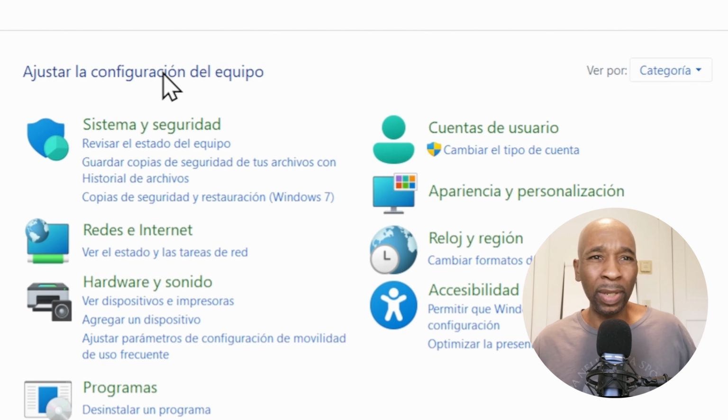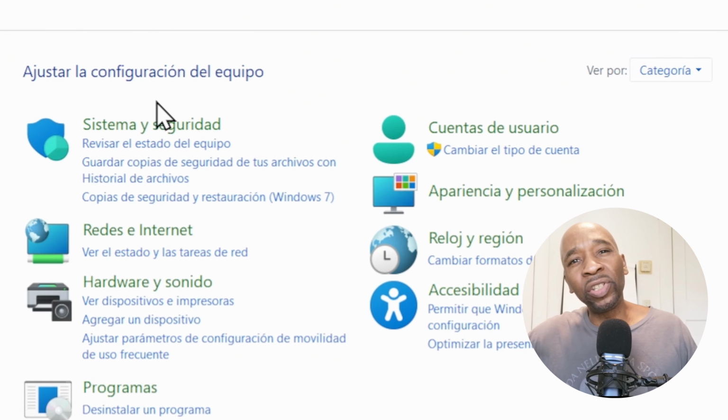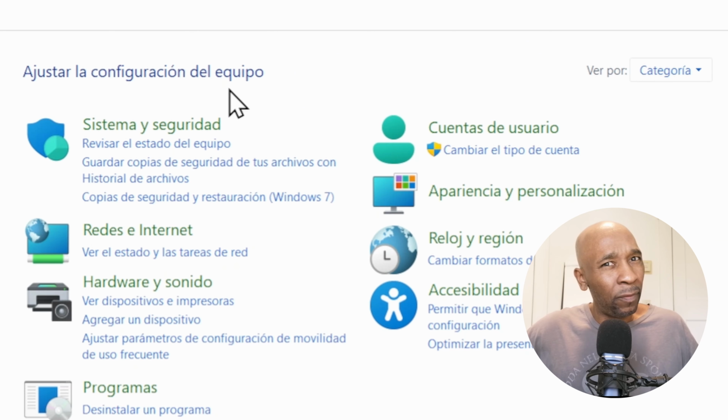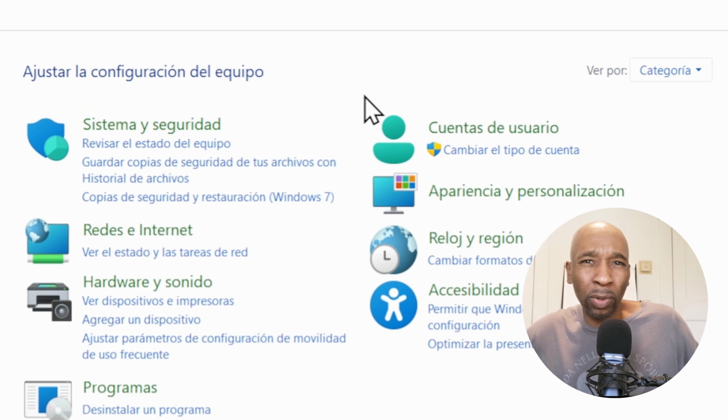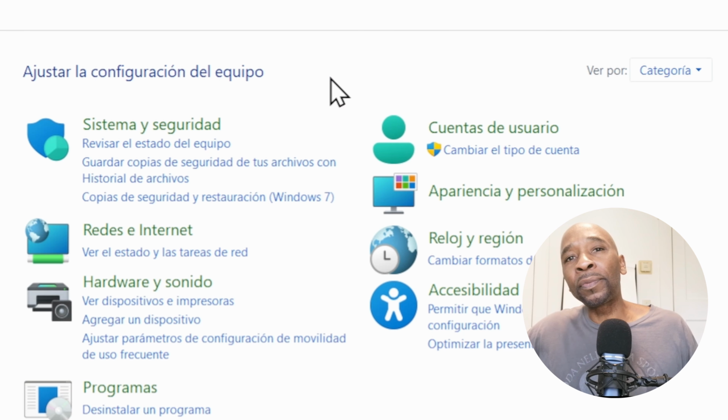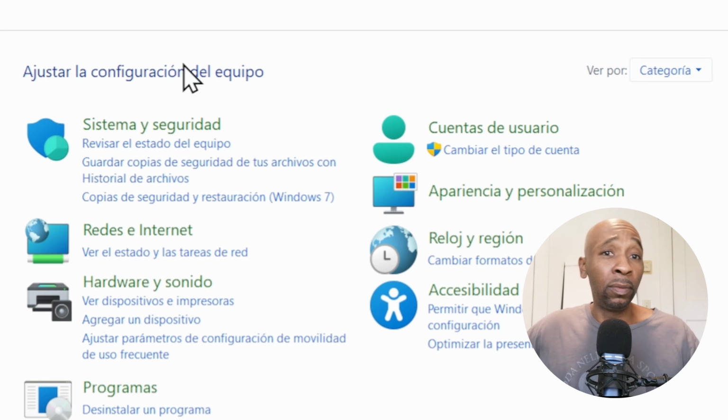Okay. You've probably been in control panel before too. So think about it. Configuration. Del equipo. In equipo, think of equipo like equipment. It's got the root word of equipment. So equipo. Cool. So ajustar la configuración del equipo. So adjust the configuration of the equipment of your computer.